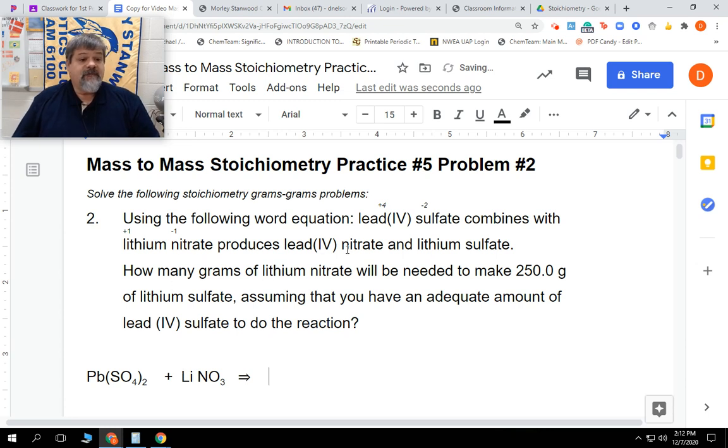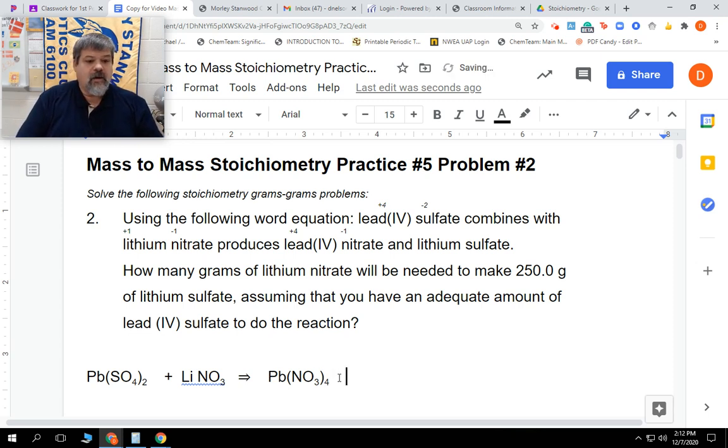Now that's going to produce, or create, or yield lead-4 nitrate. Again, lead was a +4 and nitrate was a -1. That means they do not cancel each other out, so we're going to crisscross. That means I need 4 nitrates for every 1 lead. I have 1 lead, so I'm going to put Pb, and then we have 4 nitrates. So there's my 4 nitrates.